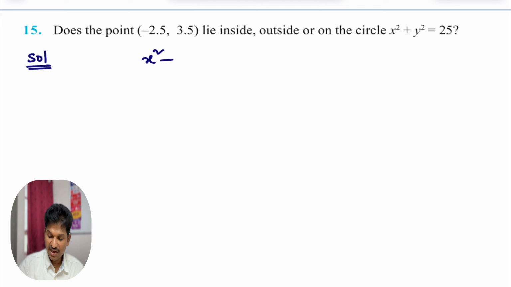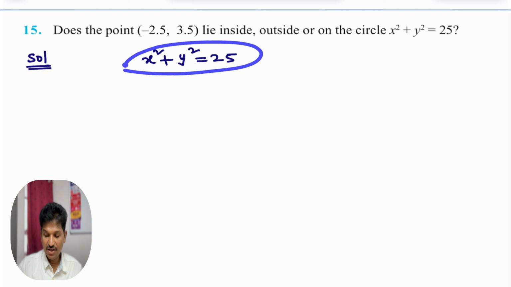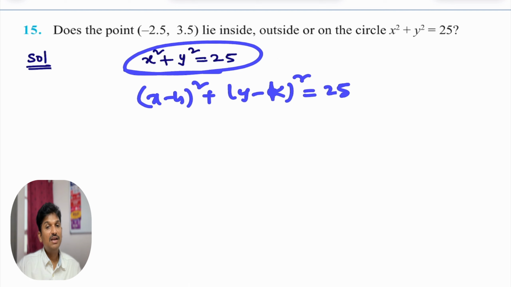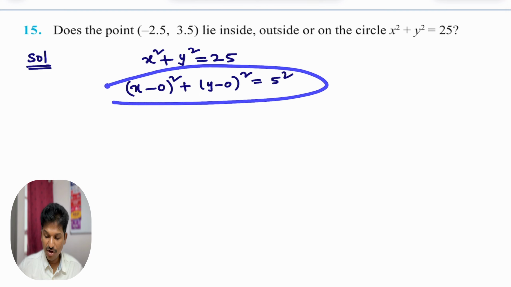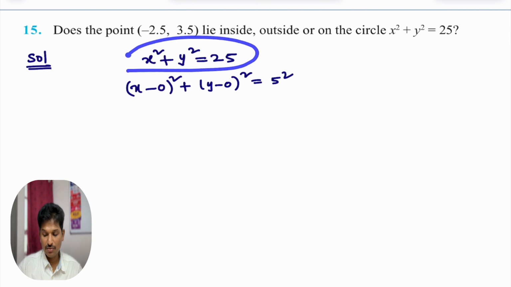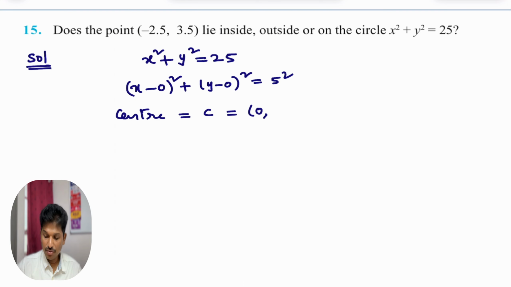First thing, the given circle is x squared plus y squared equal to 25. What is the center of this circle? I'll write this circle into this form so that we can easily decide its center. This x squared can be written as (x minus 0) whole square, y squared can be written as (y minus 0) whole square, and this 25 can be written as 5 squared. Now this is in the form of (x minus h) whole square plus (y minus k) whole square equal to r squared. So what is the center of this circle? The center of this circle is (0, 0). I'll take it as C.